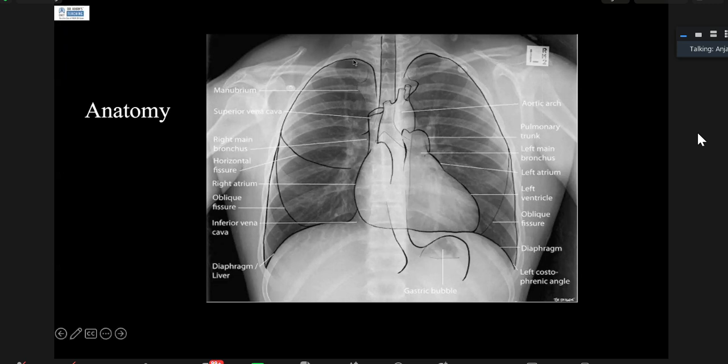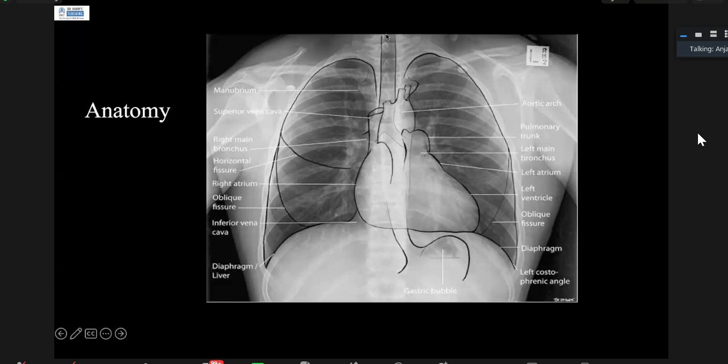Just to briefly show you, when we interpret an X-ray, it is either from center to periphery or from periphery to the center. You can decide your own format. I personally prefer to go from the center to the periphery. Whatever format you are using, the message is you should not miss out on anything.